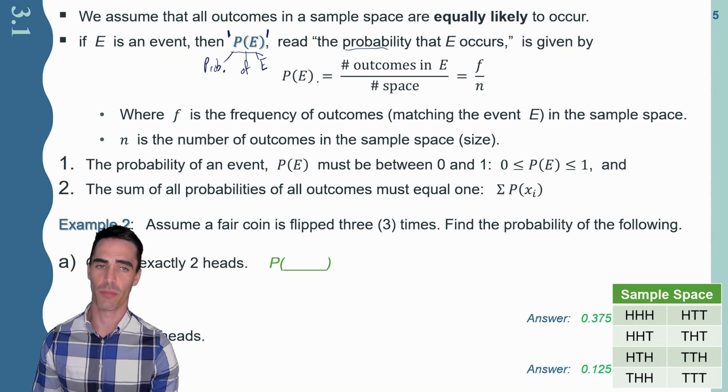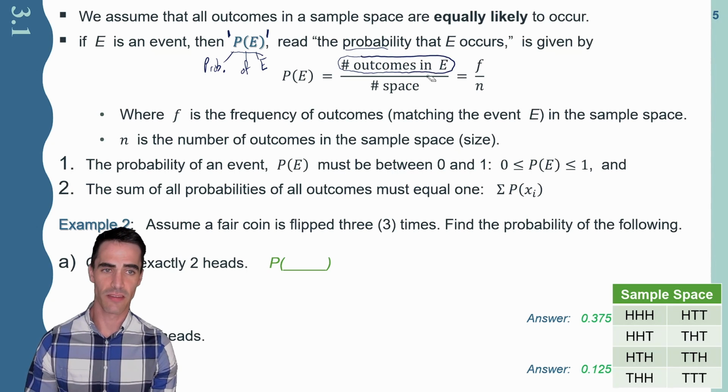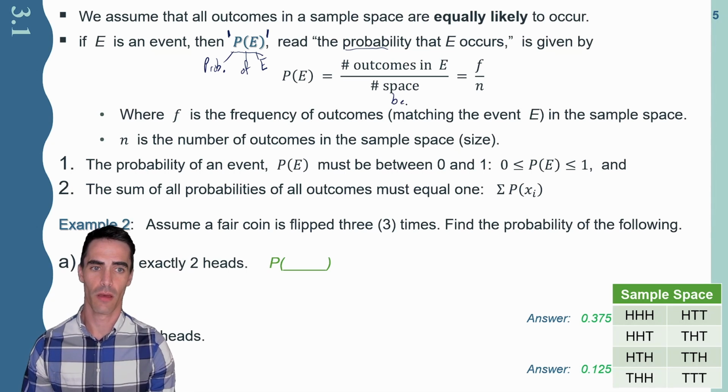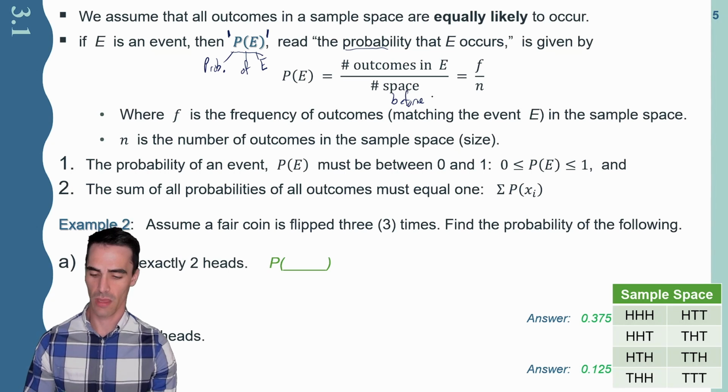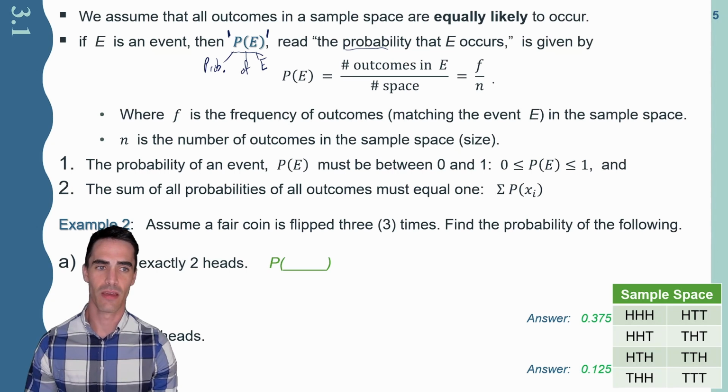And we can find this probability by simply looking up top. This is the number of outcomes in E, or this is what we're interested in, and then divided by the space. This is exactly what we counted before. And so really when I look at my probability, I can evaluate it by just looking at the frequency, that's what F stands for, divided by N, my space.